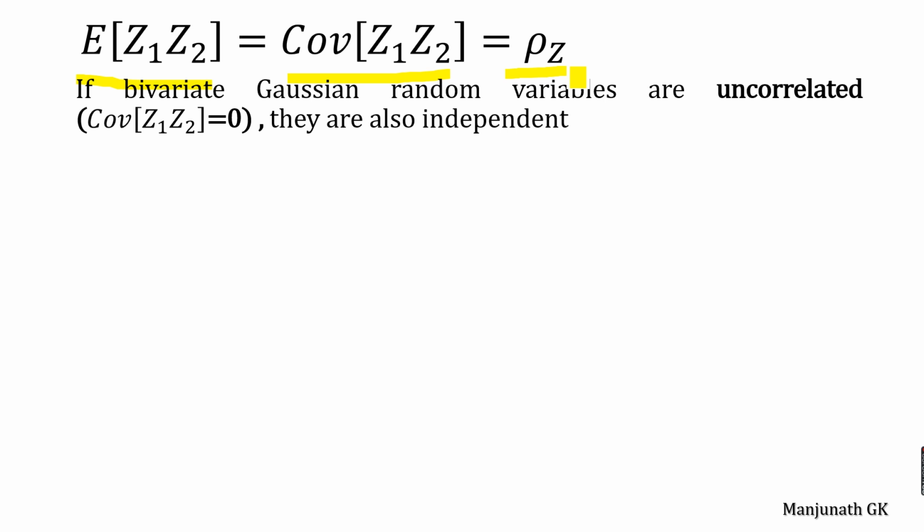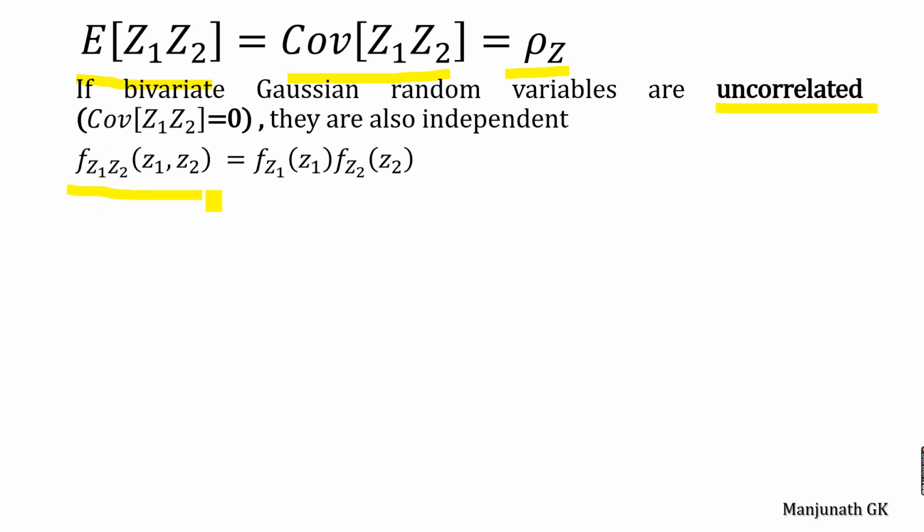If bivariate Gaussian random variables are uncorrelated, what is the meaning of this uncorrelated? Covariance is zero. Covariance is zero, then we can say that those two random variables are uncorrelated. If covariance of z1 and z2 is zero, it means the correlation coefficient is also zero, correlation is also zero. Let us make use of this property for the further calculation.